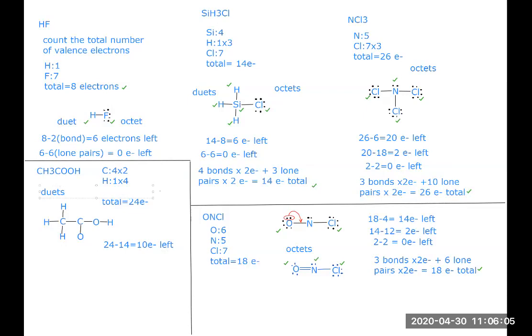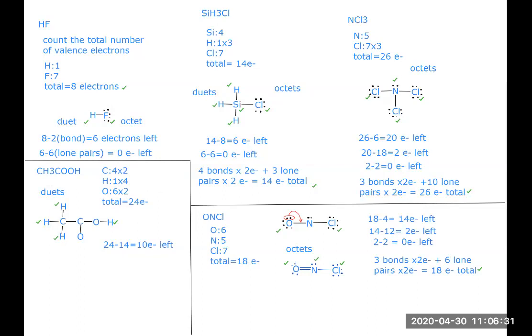Hydrogens want duets, and they each have their duet already. Here, there, and there. So we don't bother with the hydrogens anymore. They are happy, and you never ever give a lone pair to a hydrogen. So then the outside atoms are the oxygens now, right? The carbons are considered central. So we'll distribute those lone pairs to the oxygen.